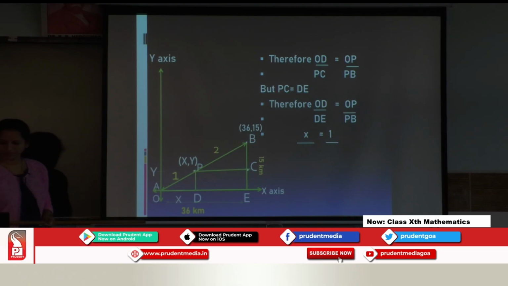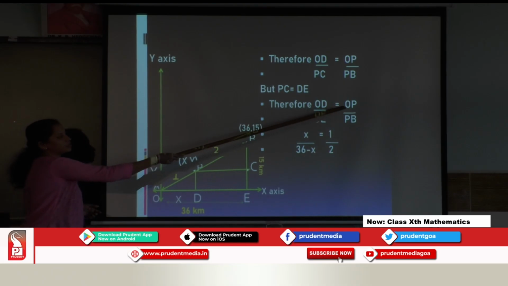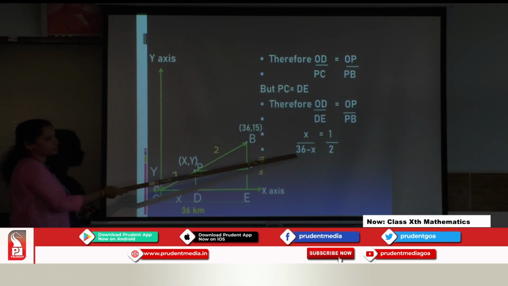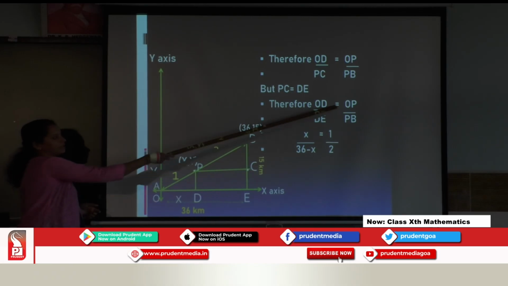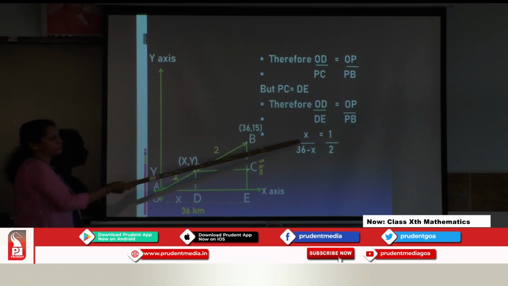So, we can write OD upon DE is equal to OP upon PB. So, OD is equal to x and DE is equal to 36 minus x, and OP is equal to 1 and PB is equal to 2. So, now we have to find the x.